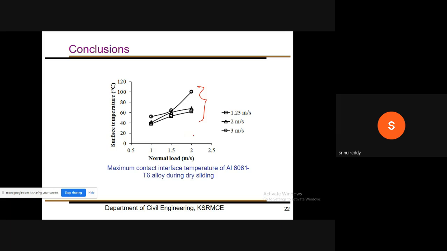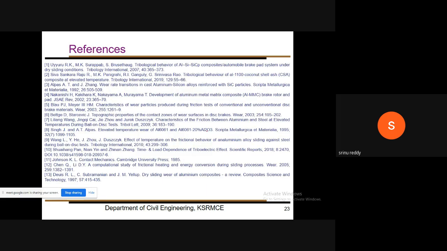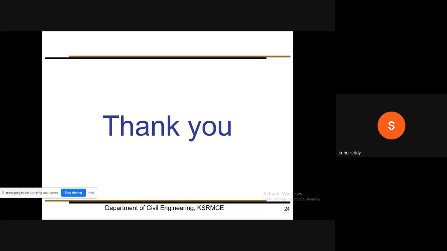While sliding at different conditions, we considered different speeds and different normal loads. We have quantified how much temperature it reaches at 1 kg to 2 kg normal loads, and we observed that when normal load and sliding speed are higher, the frictional heat increased to almost 100 degrees centigrade. So these are the references we followed for this work, and thank you for the patient listening.